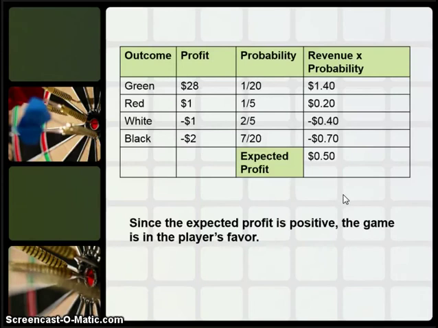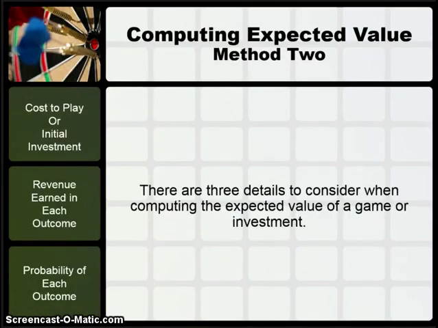What this expected profit really means is that if we keep playing the game, the longer we play the game, the more likely we are to end up with a 50-cent profit on average over the course of all the trials. Now let's look at an alternative method for calculating the expected value.